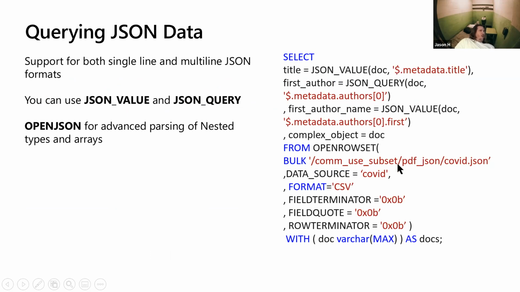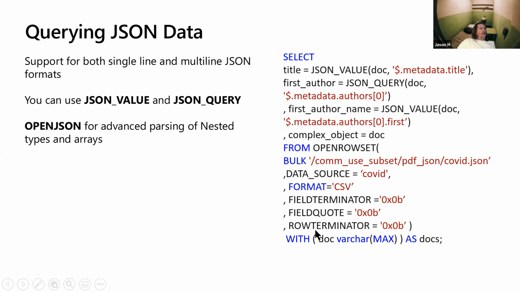So what we're doing is we're opening this JSON file. Notice that there's no format equals JSON, so we just call it a CSV, and we set the row field and quote column to the 0x0b, and then we call that doc as an nvarchar max, because SQL Server doesn't have a JSON data type either. It has you use a varchar max, and then you use some JSON functions. So the 3 main JSON functions are JSON value, which returns a single scalar value, JSON query, which can return a query, so multiple types of values, or open JSON, which returns a data set.